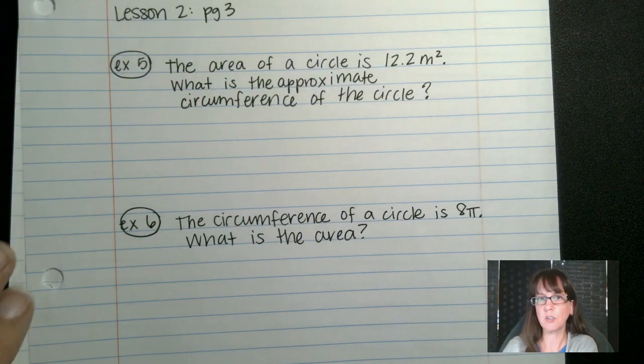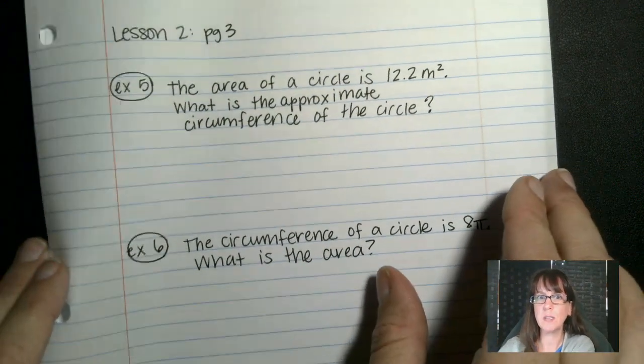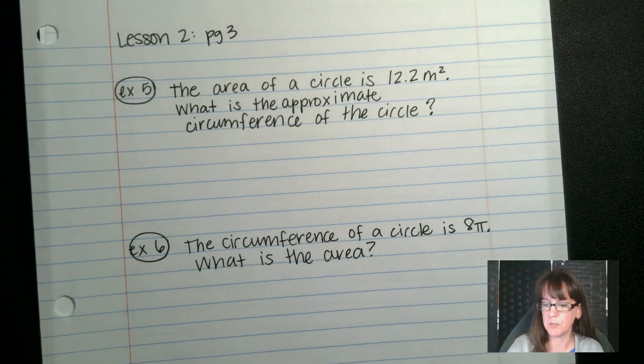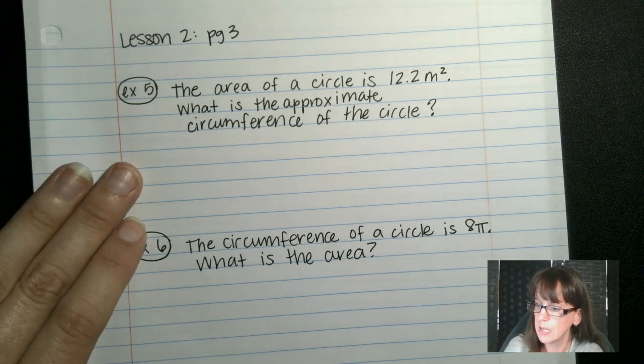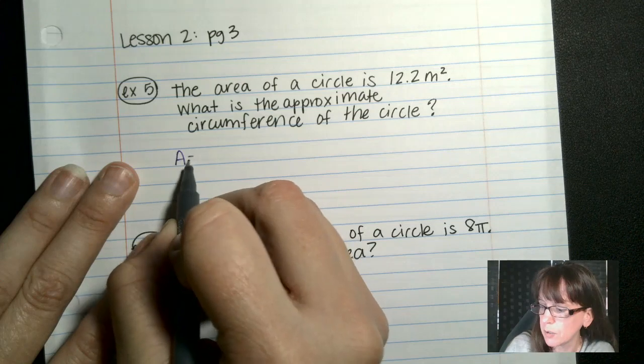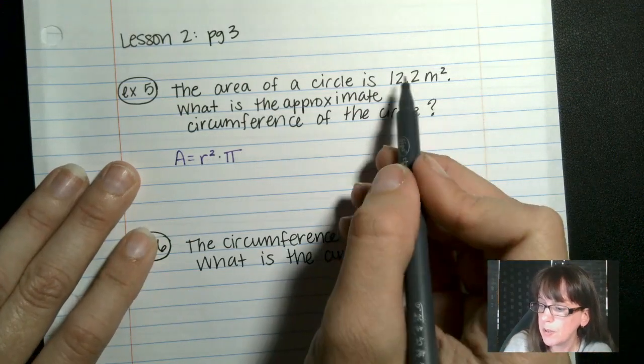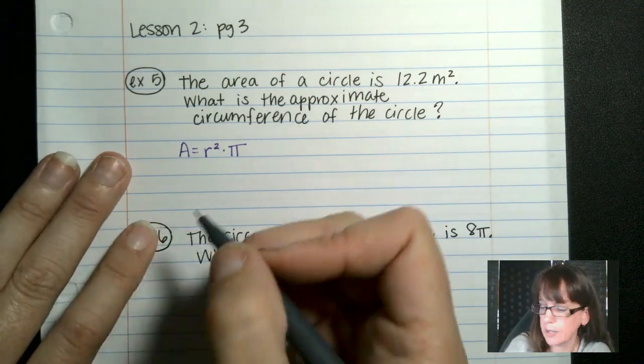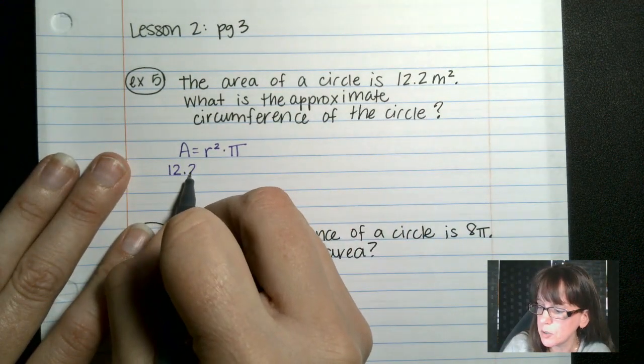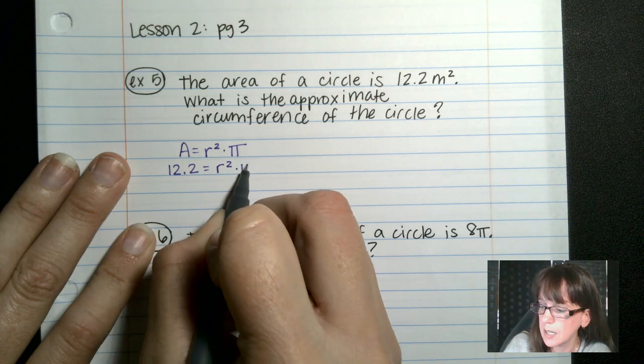We have the area of a circle is 12.2 meters. What is the approximate circumference of that circle? So these ones we're going to be asked to work backwards. So we know the area of a circle is the radius squared times pi. So if we substitute in for our area, we say, okay, 12.2 equals r squared times pi.